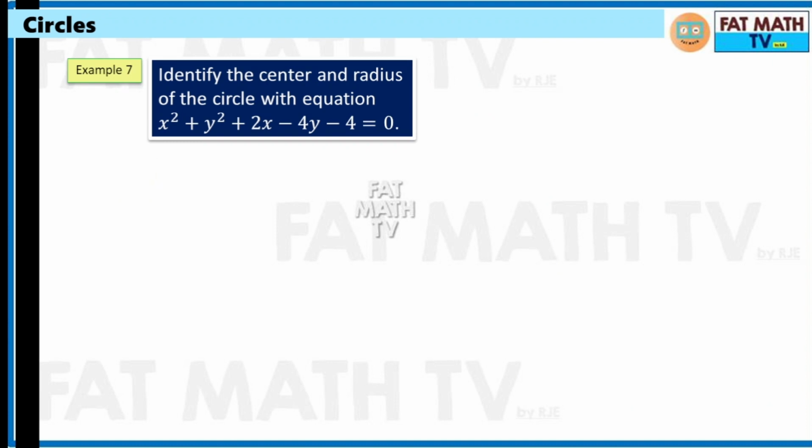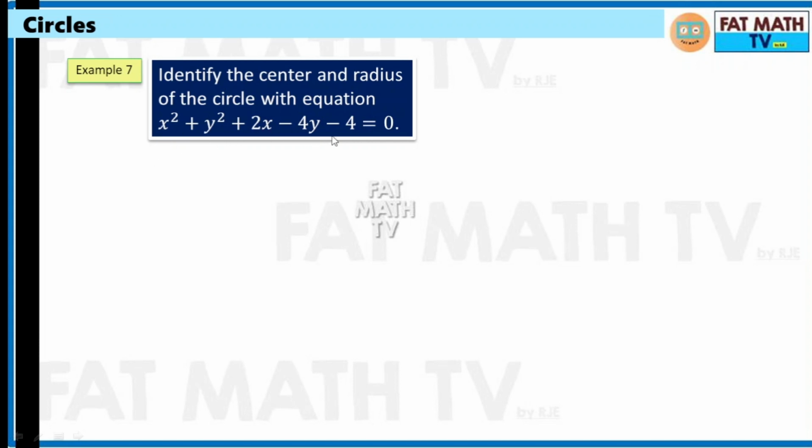Example number 7. Identify the center and radius of the circle with equation x squared plus y squared plus 2x minus 4y minus 4 equals 0. This time we can't easily identify the center and the radius because the given equation is not in standard form. This is in general form.